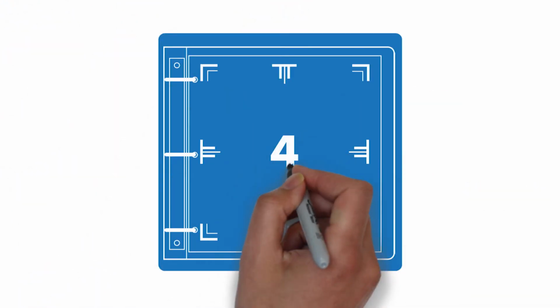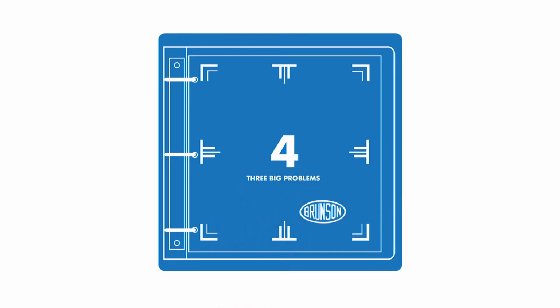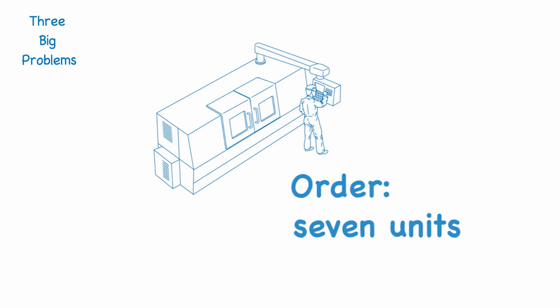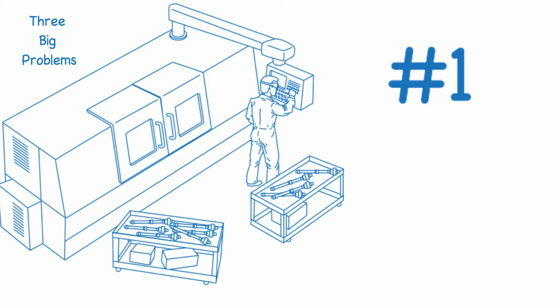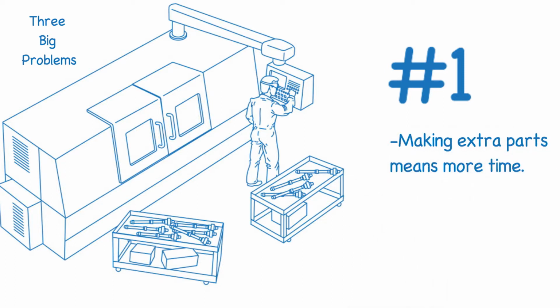So let's shift and talk more about the 3 big problems that crop up when a machinist runs more than what is ordered. Okay? Let's say once again, you're the guy running the lathe. All right, so I'm not at the constraint, and I have this order for 7 parts. Yes. So, problem number 1. If you're running the lathe and you make 10 parts instead of the 7 that's called for, that means you're spending more time running the extra parts.